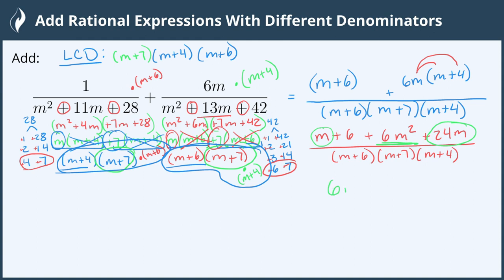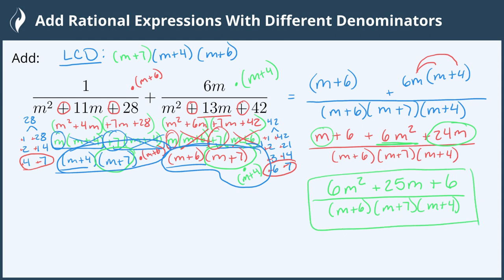So we have 6m squared. Combining the like terms, we get 25m, and then plus 6 at the end, over our lowest common denominator of m plus 6, m plus 7, m plus 4. We've now completed the addition of these rational expressions, and we're all done.